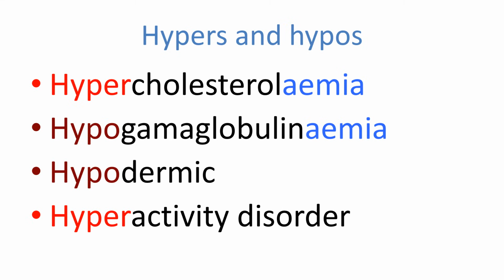Hyper the prefix, cholesterol the root, emia the suffix, high levels of cholesterol in the blood. Well, here's another long word, hypogammaglobulinemia. But if we break it down, it's quite easy. Hypo, low, emia in the blood. So there are low levels of gamma globulin in the blood. And gamma globulins are mostly the immunoglobulins, the immune proteins. So if someone had hypogammaglobulinemia, they would be predisposed to developing infections.